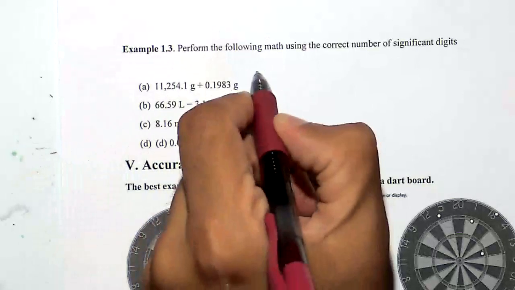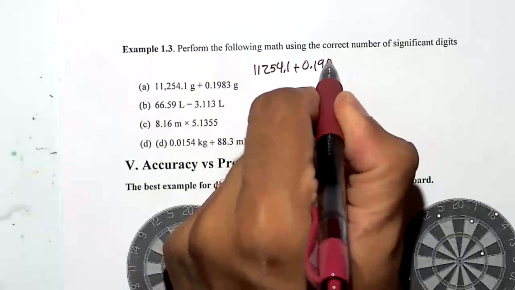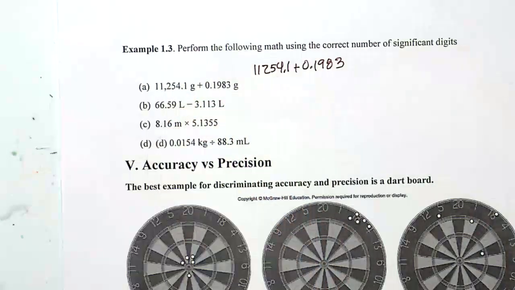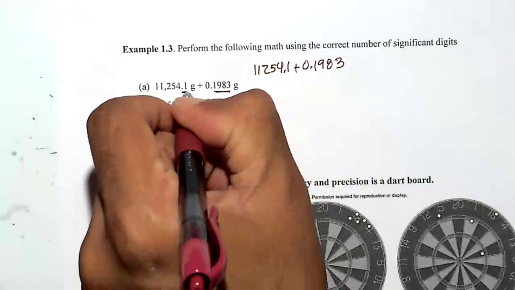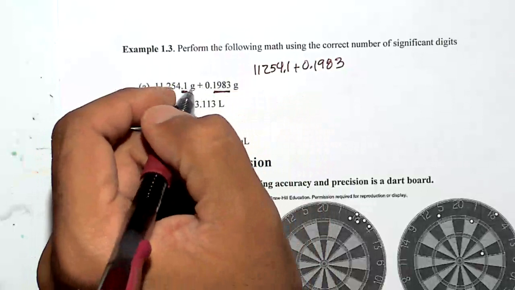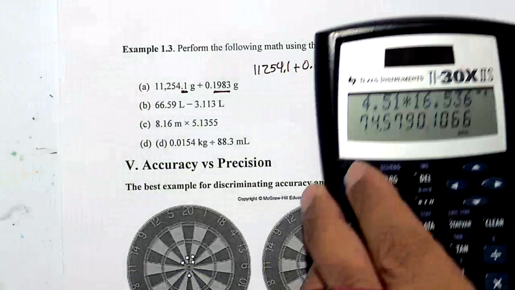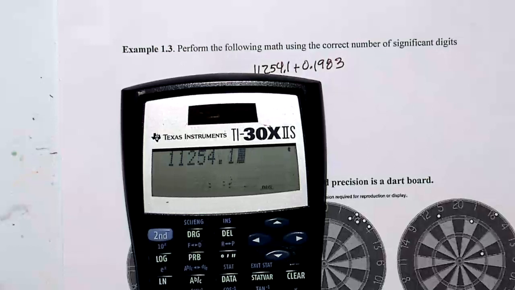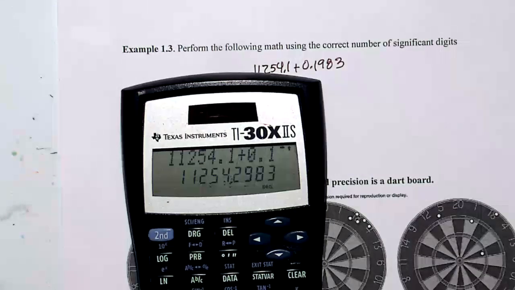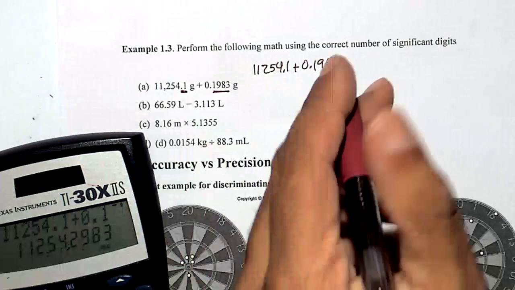All right, 11,254.1 plus 0.1983. What do you guys think? It's addition, right? And for addition, what's the weakest link? We know this to 1 decimal place. We know this to 4 decimal places. We will report our answer to how many decimal places then? 1. So 11,254.3, I think, something like that.